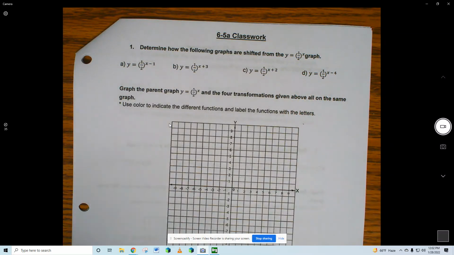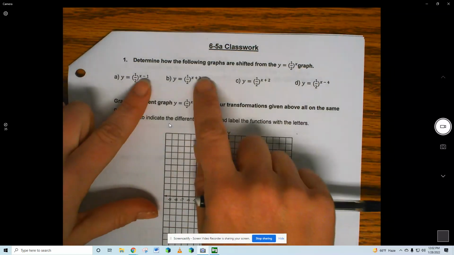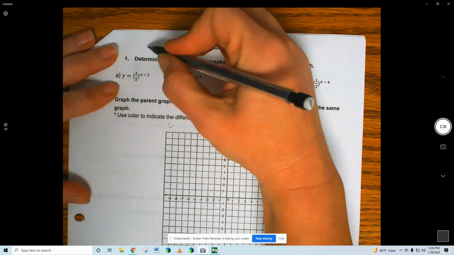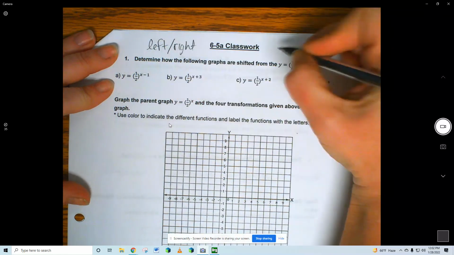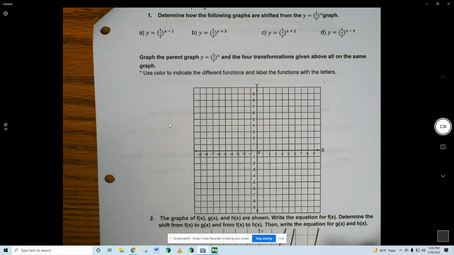This is my exponent. What kind of movements are happening with this exponent? Left and right. Yes, because it says 6.5a on top. Oh, so they're both homework? Yes, they are. Classwork and homework. Let's go. Let's write the parent functions for the 1/2.